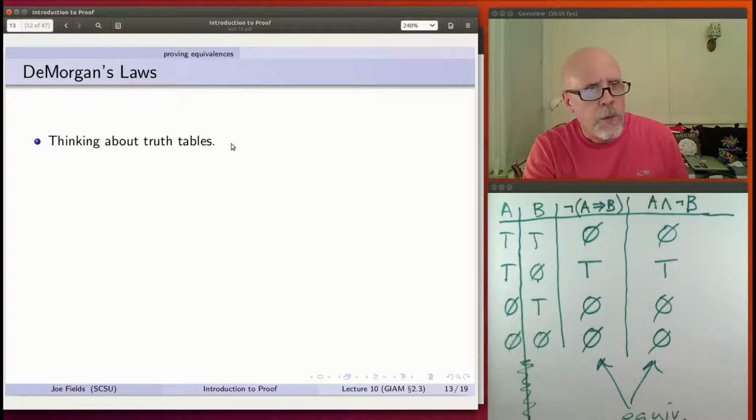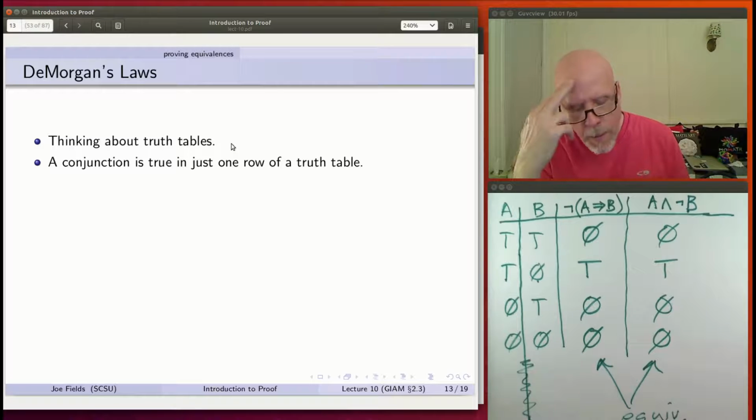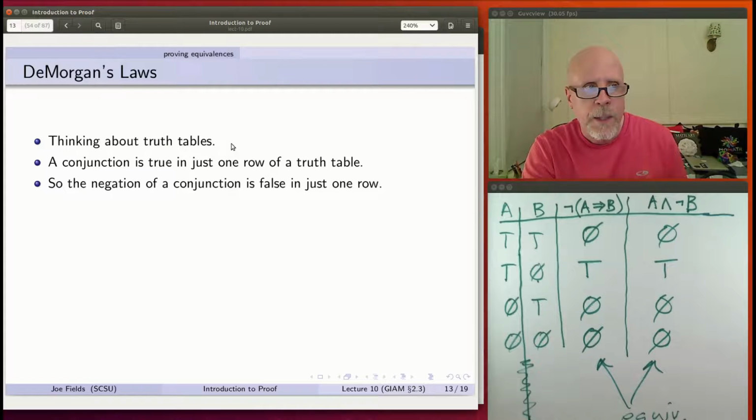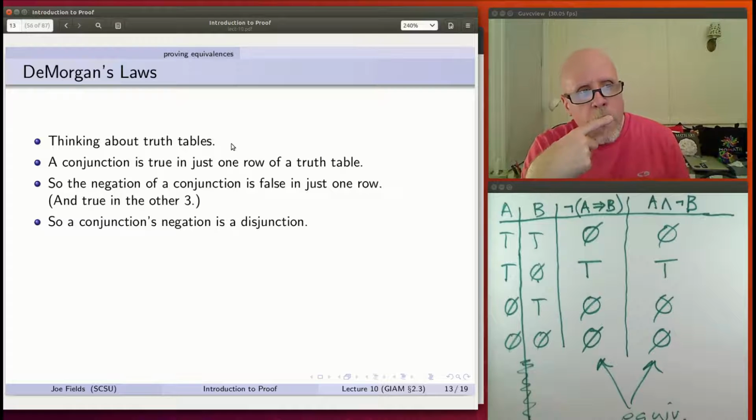Okay, so we're going to think about truth tables for a second. If I look at a conjunction, I know it's true in one row of a truth table, and so that says something about its negation. The negation of a conjunction is false in just one row, and it's going to be true in 3 rows, right? Well, what kind of a sentence is true in 3 rows? Right. A conjunction's negation has to be a disjunction. And you can argue similarly that the negation of a disjunction must be a conjunction.